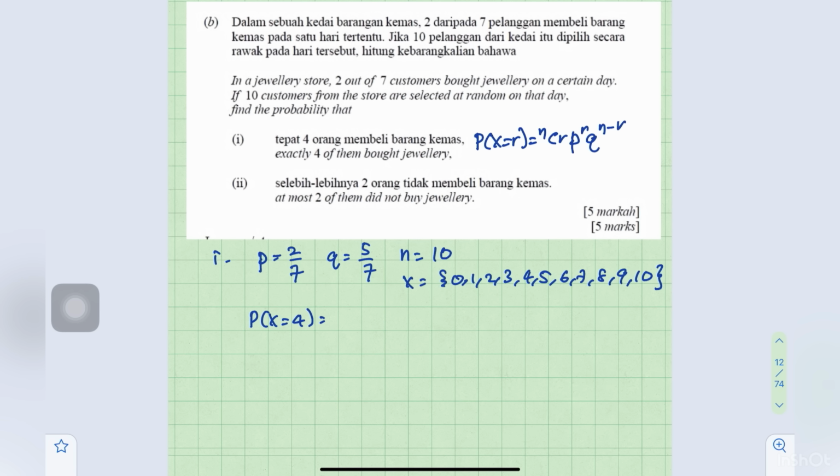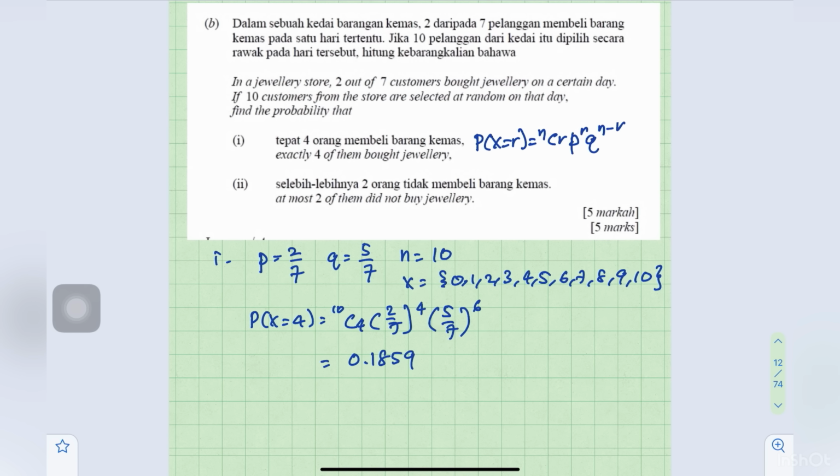So just now, nCr, so 10C4, (2/7) to the power of 4, (5/7) to the power of 10 minus 4, which is 6. So the answer will be 0.1859. Next, B Roman 2.